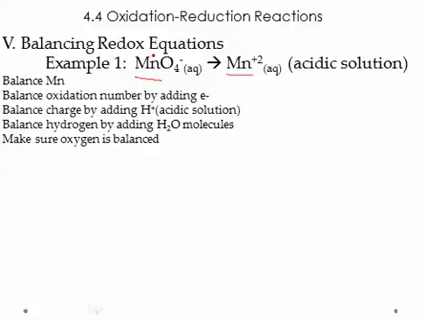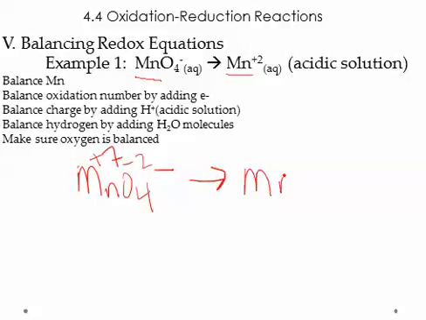Alright, so let's look at this. If I rewrite this down here, oxygen is -2, so we have 4 of those, that's -8. So manganese needs to be +7, and it's going to produce manganese with a +2. So it's +7 over here, +2 over here, so we need to balance the oxidation numbers with electrons. To go from +7 to +2, we have to add 5 electrons to the reactant side.